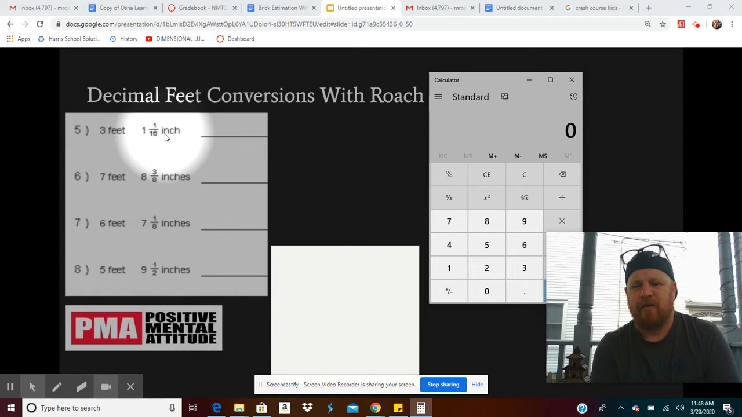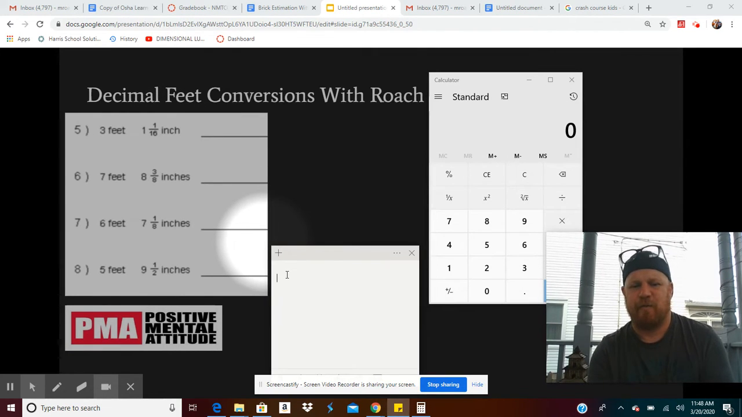It's actually very simple, and I'm going to show you how to do this, and then we're going to practice on a worksheet. I got my little notepad out here, I got my calculator here. What we're going to do is take that 3 foot measurement that's right here.